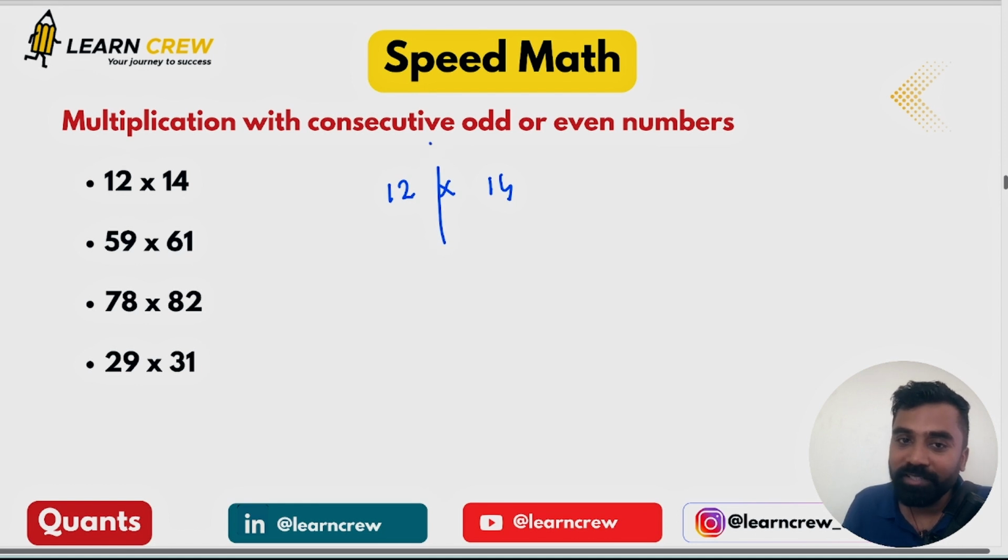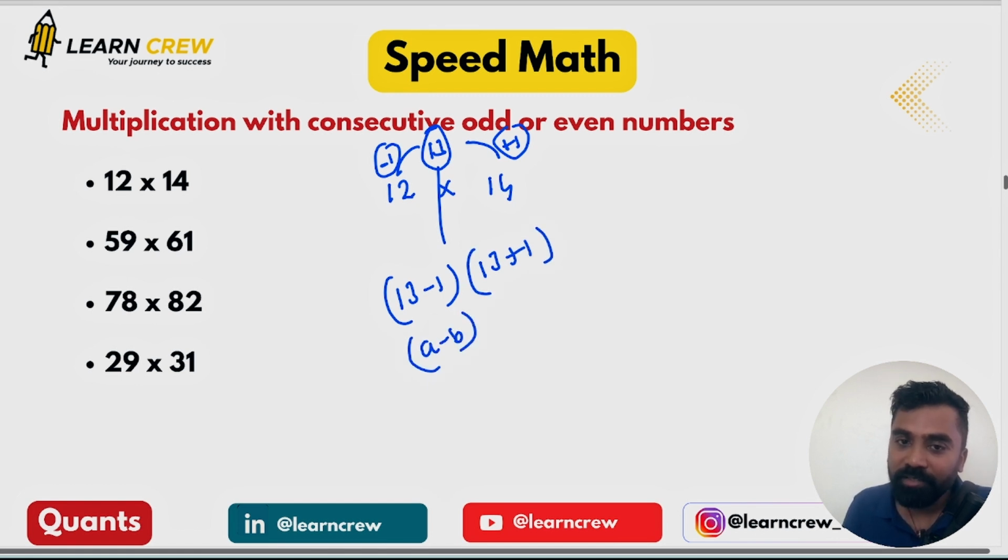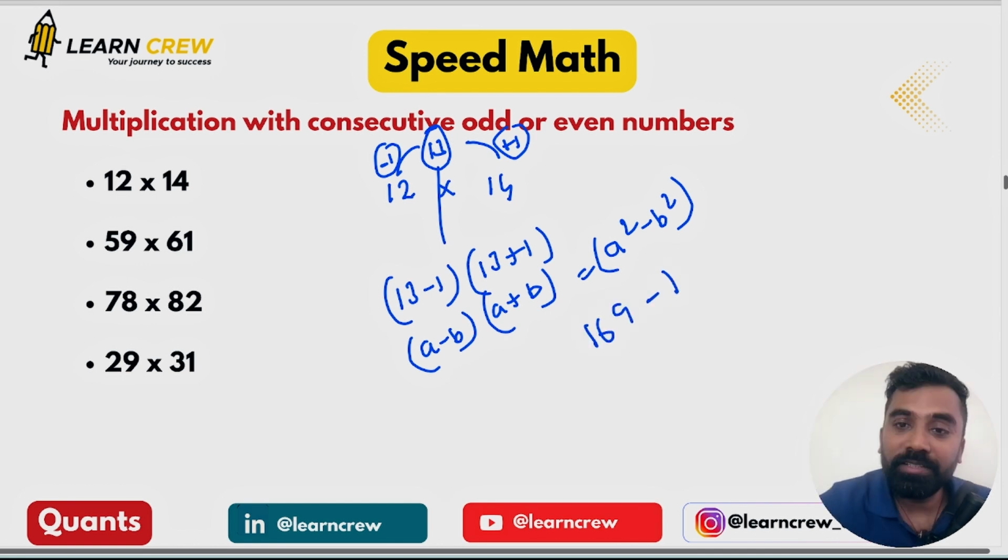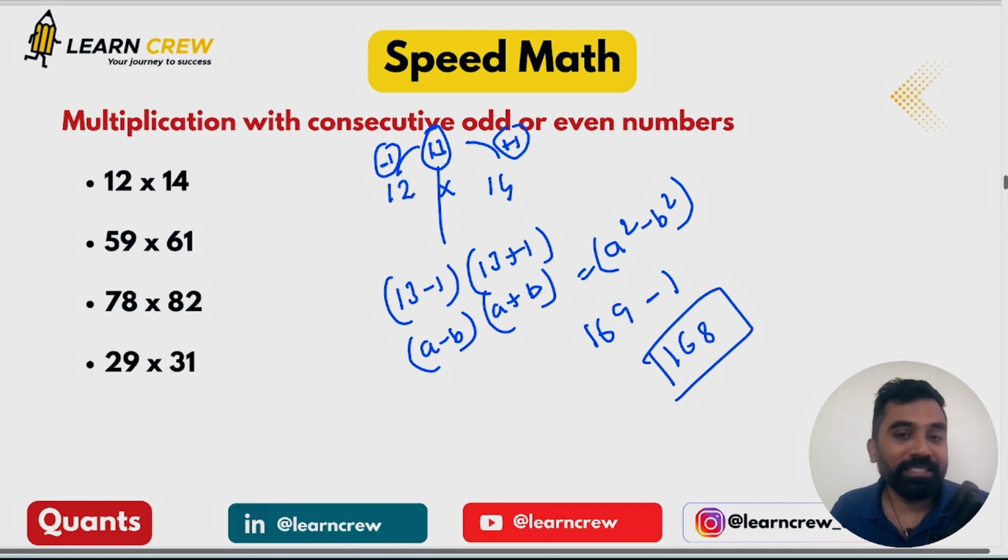What is the in-between number? 13. What is 13 minus 1? 12. What is 13 plus 1? 14. So can I write it as 13 minus 1 into 13 plus 1? So what are you observing? Sir, can I take this as a minus b into a plus b? Yes, sir. Can this be written as a square minus b square? Yes, sir. What is 13 square? 169 minus 1. This becomes 168. That's it, done. This is the power of mathematics.